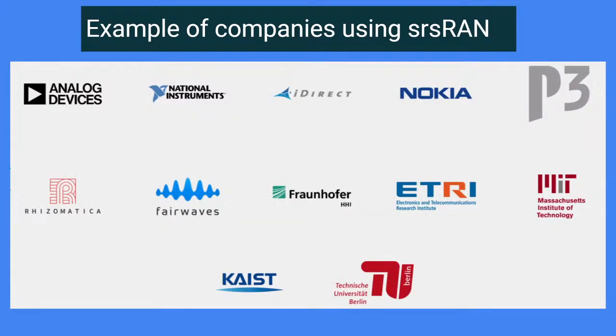So here we present examples of companies using the srsRAN software. Even Nokia, which is an independent provider and vendor providing their own hardware and software, is using this software. We also have Analog Devices, a very big company specialized in producing electronic products and hardware products, and sheets with them explaining how they function. We have National Instruments, which is USRP dedicated, so they were testing it with their USRP devices, if it works or not. We have iDirect, P3, Fairwaves, MIT, and some other companies as well. And ETRI, a standardization organization, is using this software as well.